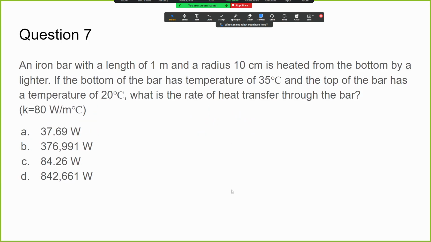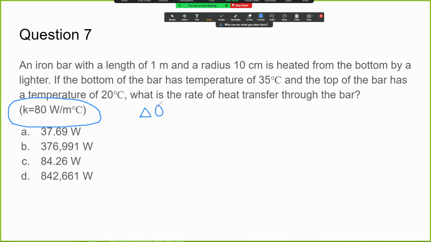An iron bar with a length of 1 meter and radius of 10 centimeters, so automatically I know I need to change something here, is heated from the bottom by a lighter. If the bottom of the bar has a temperature of 35 degrees Celsius and the top has a temperature of 20 degrees Celsius, what is the rate of heat transfer through the bar? I'm given the conductivity in watts per meter degrees Celsius, and that's important because I need to keep these Celsius values rather than change to Kelvin. We're trying to find our rate of heat transfer.